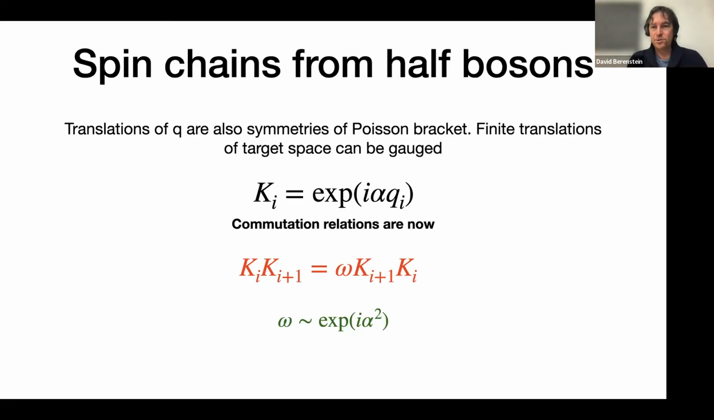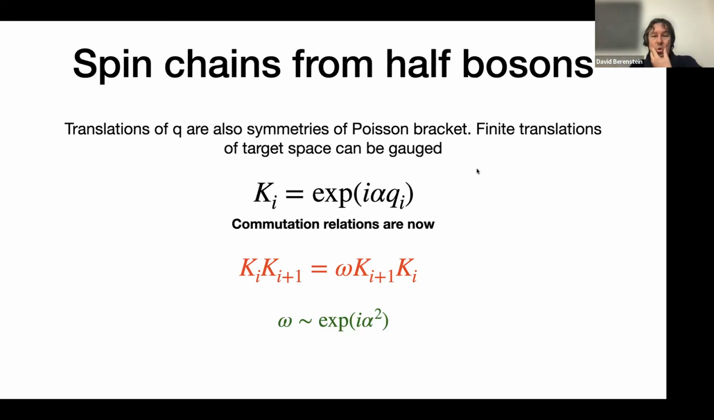Now I want to go back to the problem that Igor was indicating: I want to build a finite Hilbert space, and I want to build a nonlinear theory that still has this symmetry. So if I have the Q variables and I translate the Q's by a finite amount, not on the lattice, but the variables themselves, translations on the Q as an algebra is a symmetry of the Poisson bracket, and then finite translations of the Q's of the target space can be gauged.